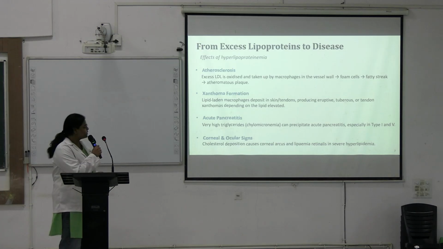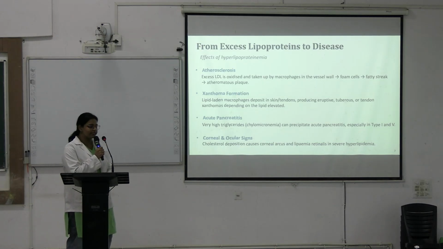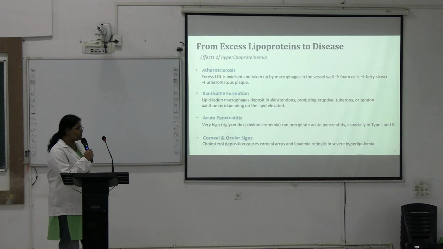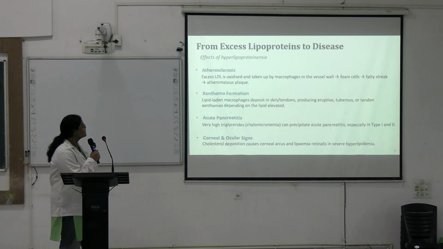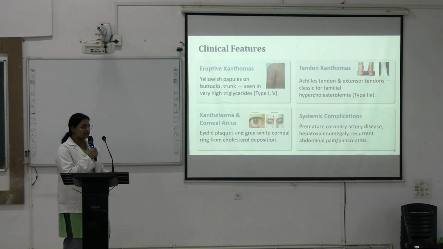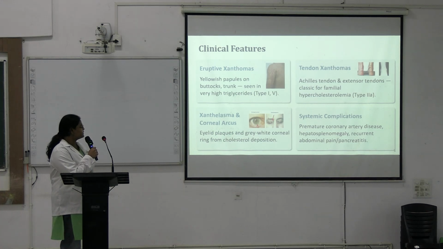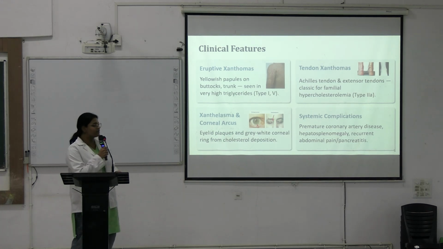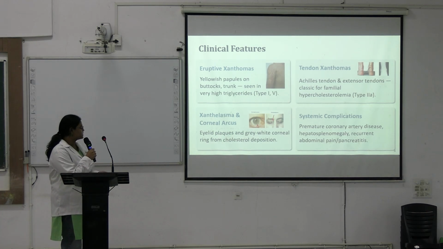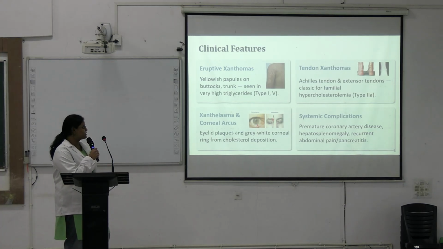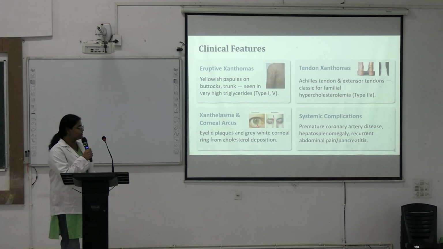I'm Sharona, roll number 110, and I will be discussing the clinical features and diagnostic part of the hyperlipoproteinemia. The hyperlipoproteinemia usually arises because of a lot of reasons, and the clinical features include eruptive xanthomas. They are basically yellowish papules on the buttocks and the trunk. They are seen due to high triglycerides, that is type 1 and type 5 of Fredrickson's.